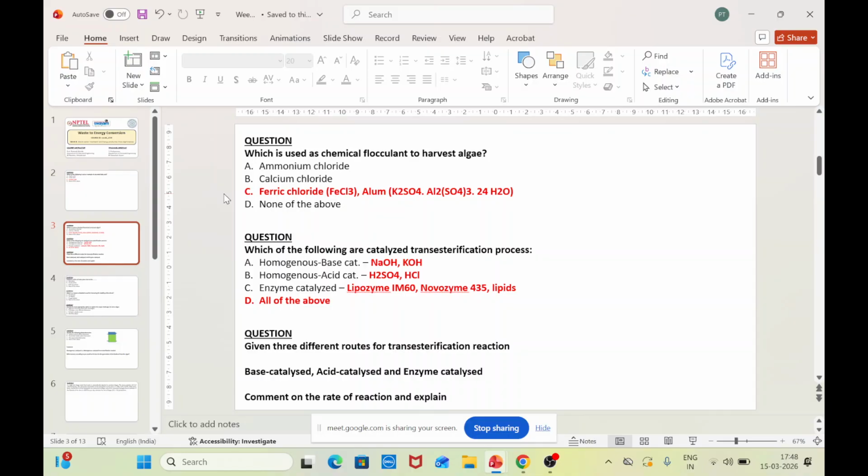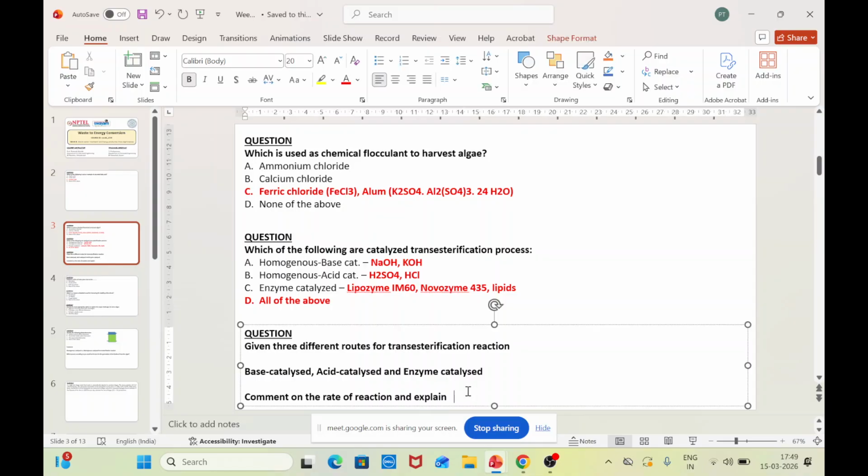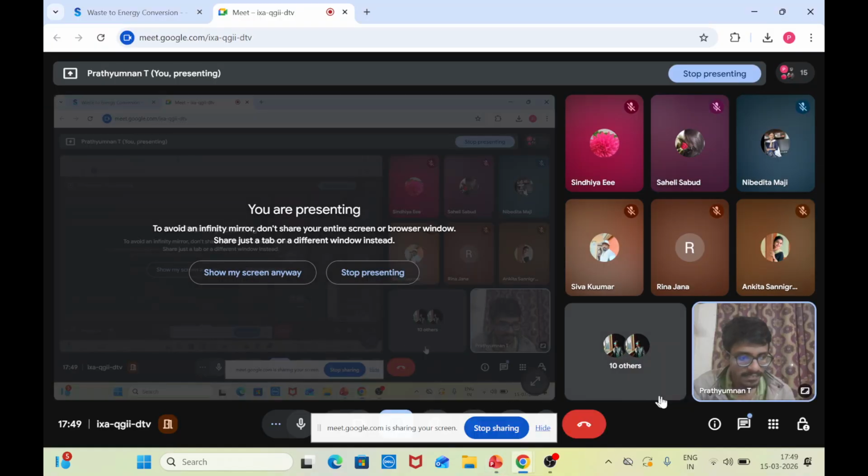Any guesses on which one could be? Or let me give out the answer. You guys can try to explain to me why the rate of reaction is in the following order. I think that would be. Oh, we have an answer.